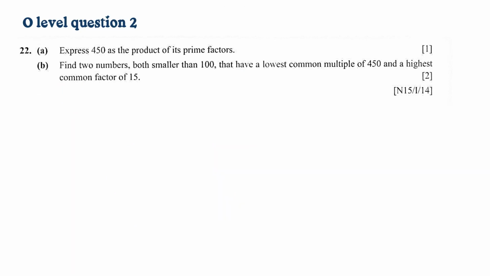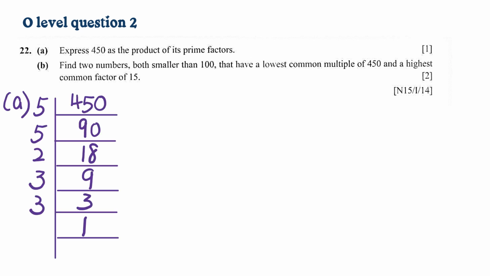Okay, let's look at the second O-level question. It's similar to the one we've done earlier. Part A is to express 450 as a product of its prime factors, so we can use the ladder method to do it. If you do not want to start with 5, you can also try dividing 450 by 2, then progress to 3 and then to 5. So therefore 450 can be expressed as 2 times 3 squared times 5 squared.